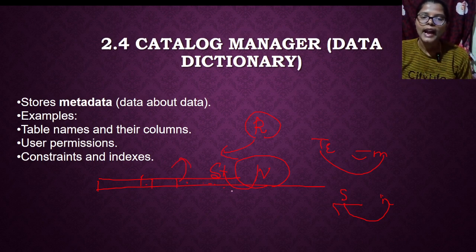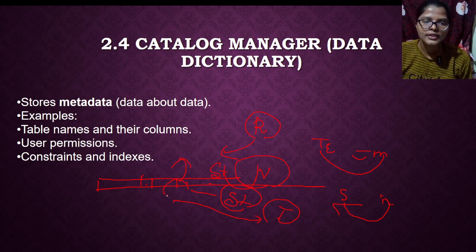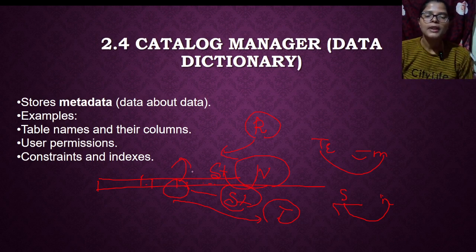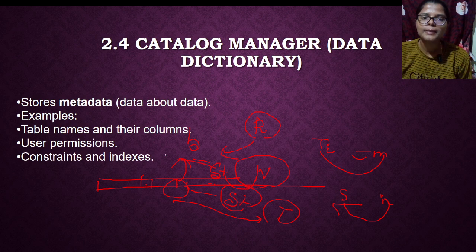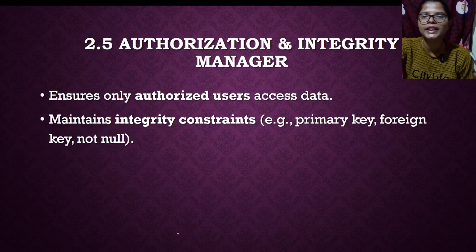So, if the user is a student or a teacher, which permissions will be given? The teacher gets permission for all the class students, while the student will be given access to only their own details, based on some constraints or rules. All these things will be maintained based on the type of data. That is called the authentication and integrity manager.